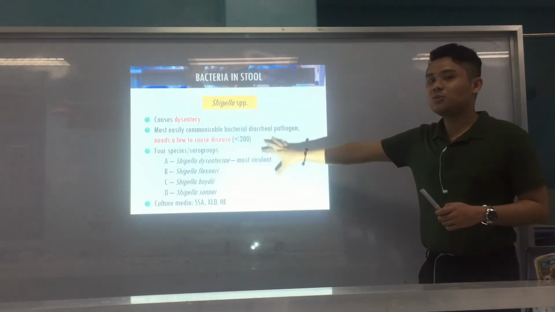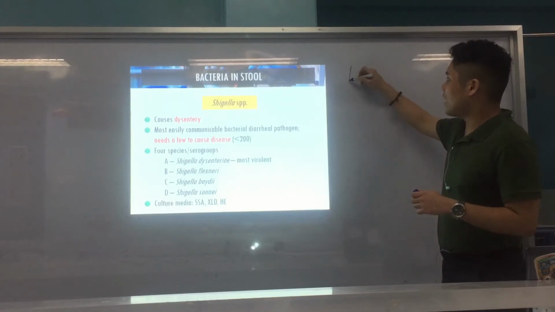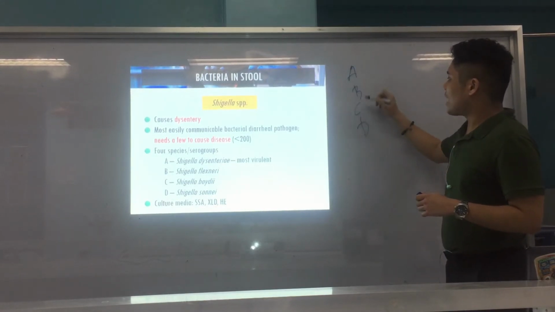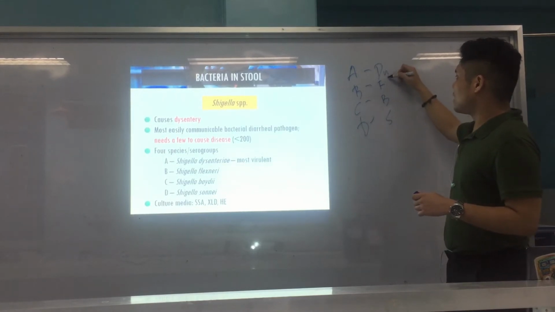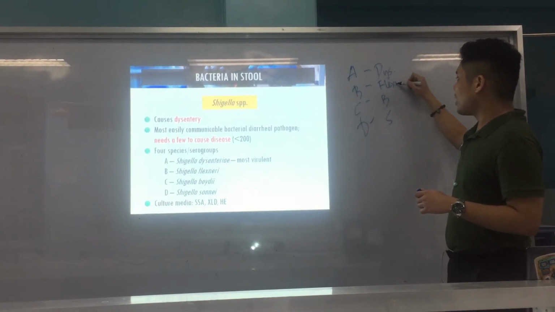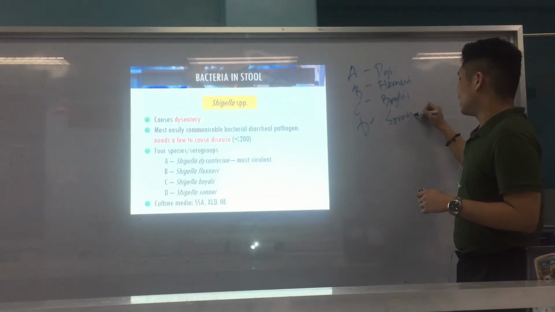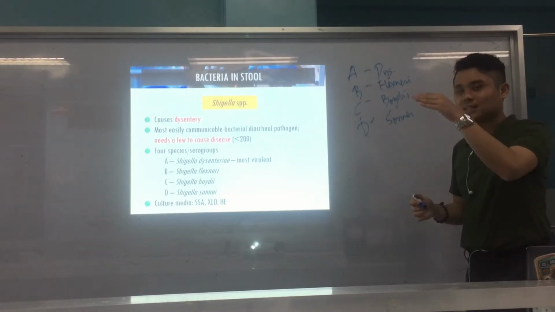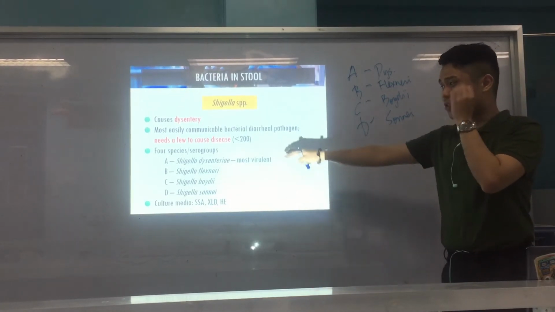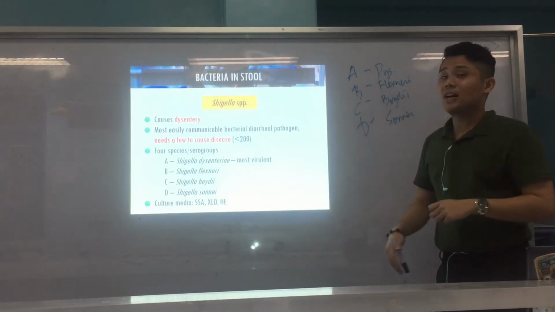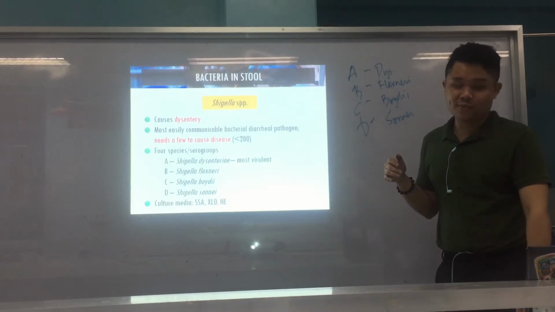Alright? And you have 4 species or serogroups. So we have A, B, C, D. And my mnemonic for that is D, F, B, S. So dysenteriae, you have flexneri, boydii, and sonnei. Right? D, F, B, S for A, B, C, D. Alright, and Shigella dysenteriae, or serotype A or serogroup A, is the most virulent. So it has the most intense effects, okay?